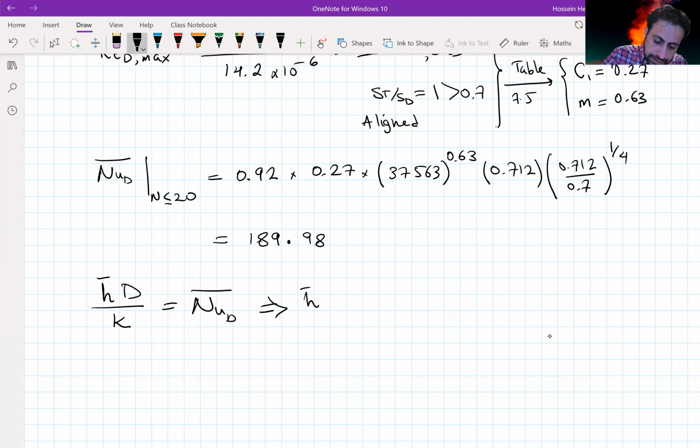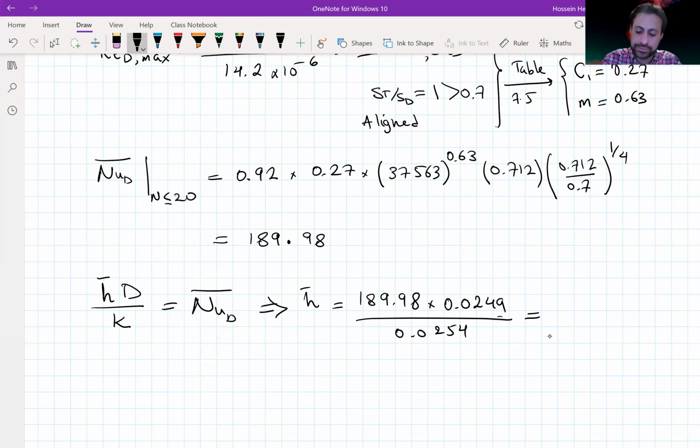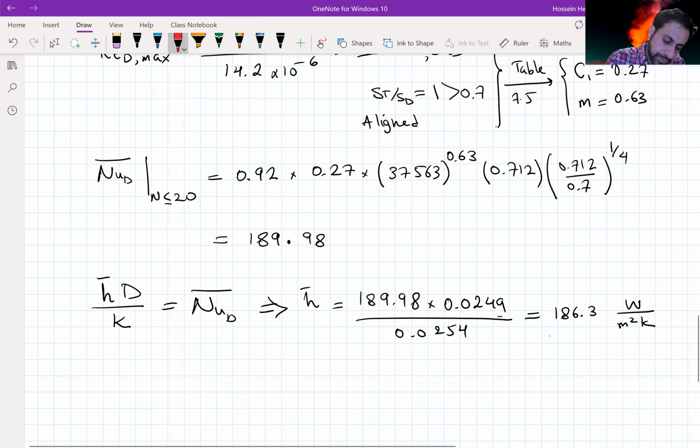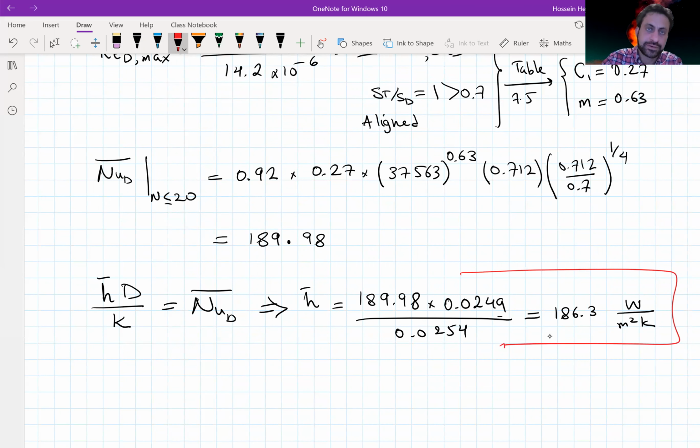So from here, we can get the h average, equal to the Nusselt number average times k over D. So here, our h average is going to be 189.98 times k, where k is 0.0249, and D is 0.0254. So the number is going to be 186.3 watt per meter squared Kelvin. So this is the average heat transfer coefficient that we have along this tube bank.